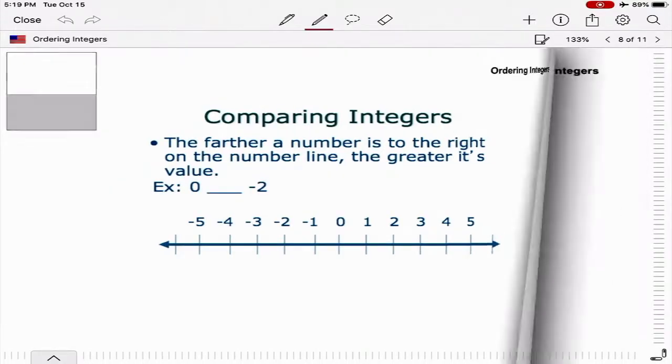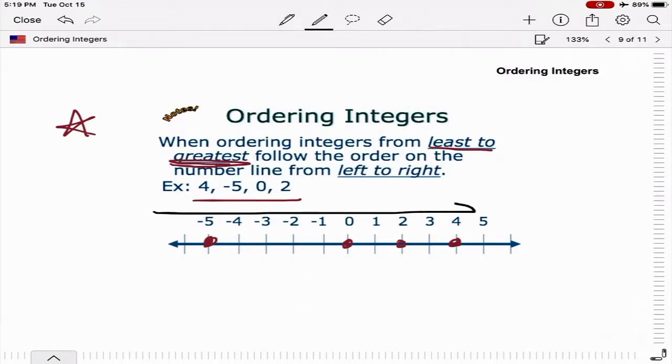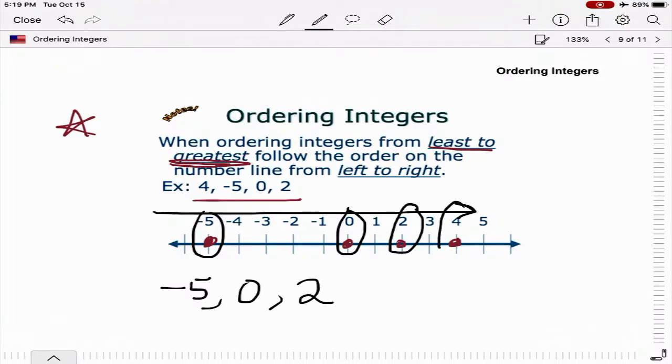So try the next few on your own. And this will be the last one that we do. Okay, the directions are saying to go from least to greatest. Please read that carefully because sometimes I switch it and I say greatest to least. So let's first graph these numbers. Here's 4. Here's -5. Here's 0. And here's 2. Again, the smallest number is to the left, the biggest number is to the right. So when I read it like a book, left to right, this is the smallest number. Then this. Then this. And lastly, this.